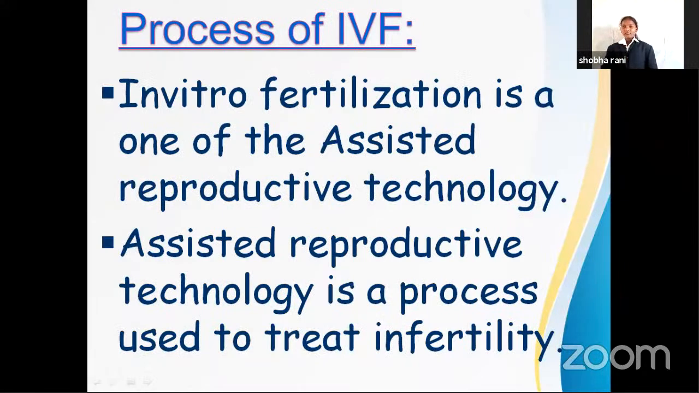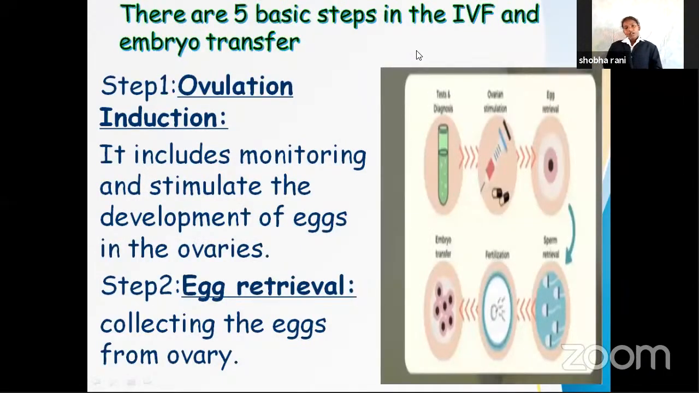Do you know what is the process of IVF? Let us discuss the process of IVF. In vitro fertilization is a part of assisted reproductive technology. This assisted reproductive technology is used to treat persons with infertility problems. There are 5 steps involved in IVF treatment and embryo transfer.